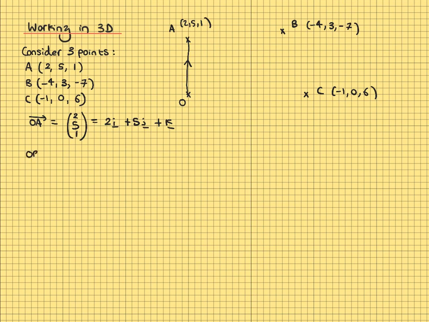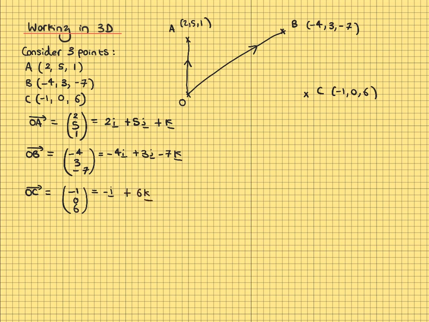Let's write down the vector OB. Well, that would be this vector over here. Again, don't really pay too much attention to the two dimensions. The drawing is just here, as you'll see in a minute, to help you plot pathways. So the vector OB is -4, 3, -7, or -4i plus 3j minus 7k. And let's finish off with the vector OC, which is -1, 0, 6, or -i plus 6k.